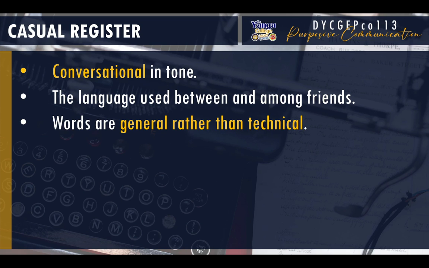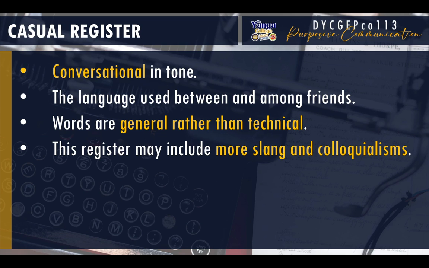Di ba sa formal register and consultative register, the words that you use are educated. The words that you use are technical or academic because there's a specific topic you're discussing and it is expected to be in a professional context. Okay? Kaya, ganun yung mga ginagamit mong words. Pero dito sa casual register, the words are general. Paano general? Kasi this register may include more slang and colloquialism. Ibig sabihin, you use a vernacular speech.